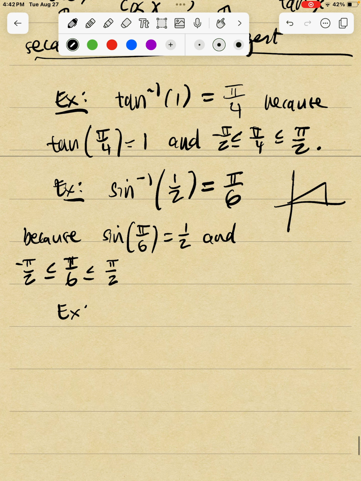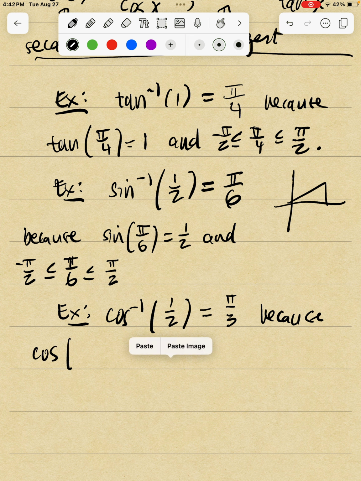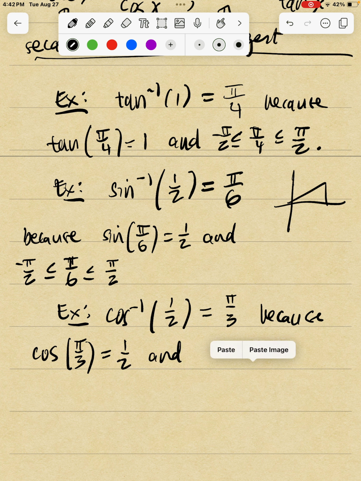But for arc cosine, so arc cosine of 1/2 is what? Pi over 3, because cosine of pi over 3 is 1/2, and because it's between what two values? Between 0 and pi.